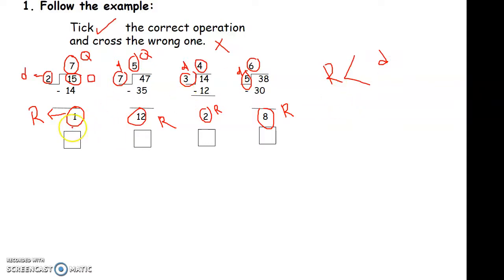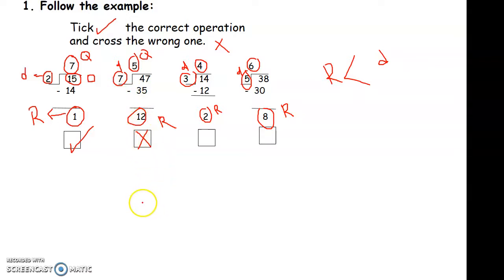Okay. Let's check here if it's correct or wrong. Is 1 less than 2? Yes, so the operation is correct. Here, is 12 less than 7? No, so the operation is wrong. Why? If it's bigger, it's wrong.